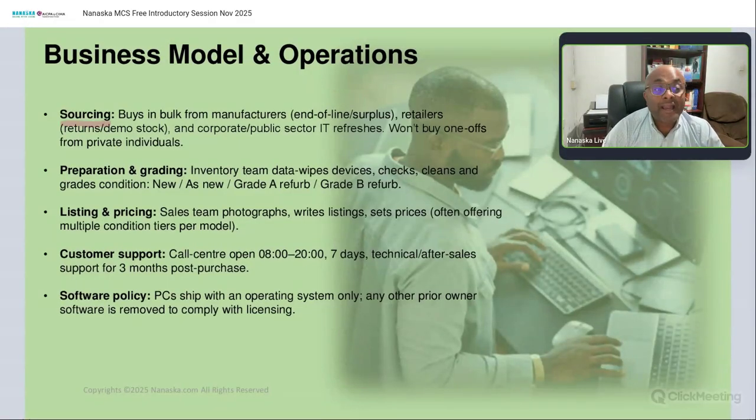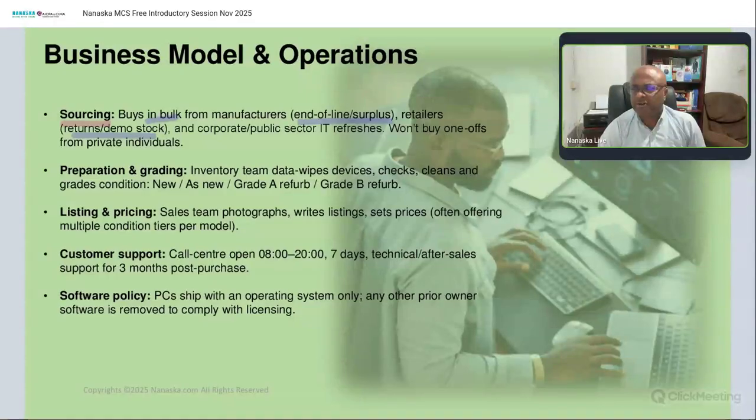Sourcing. Buy in bulk. Why do they call it buy in bulk? Because we don't buy one by one. Buy in bulk from manufacturers. The manufacturer of Dell, the old version of computers, excess that they manufacture, they might give it to me. Another line, no surplus. Retailers might give me the demo stock.